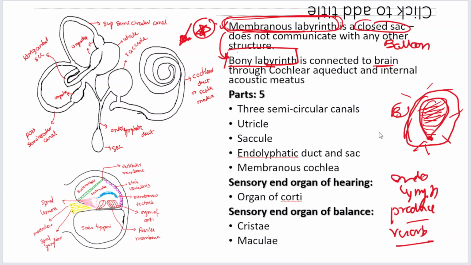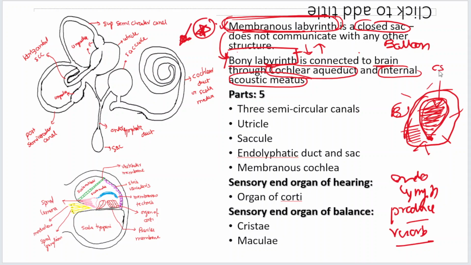So this bony labyrinth is filled up by a fluid called the perilymph. The fluid that is present inside the membranous labyrinth, as I just said, is the endolymph. So bony labyrinth is connected to brain through two things. One is the cochlear aqueduct and the other is the internal acoustic meatus. So through these, the infections of the brain can reach the labyrinth, and infection from the labyrinth can reach the brain. Okay, so bony labyrinth is not a closed structure. It is connected to the brain.